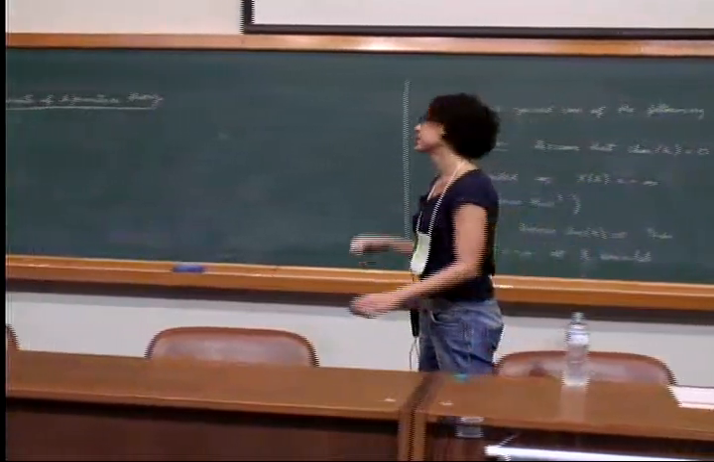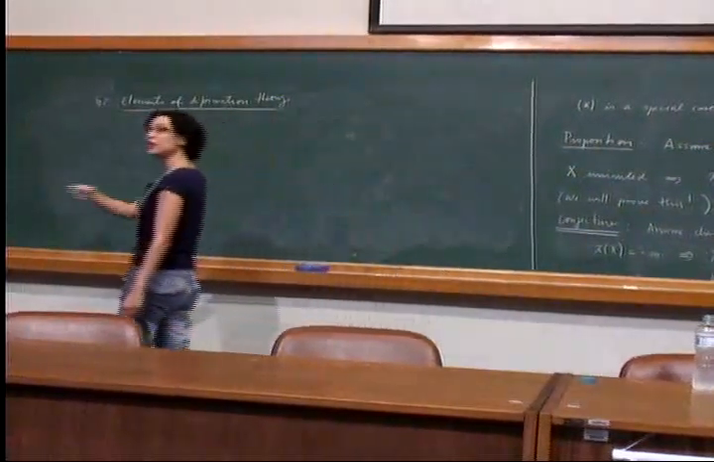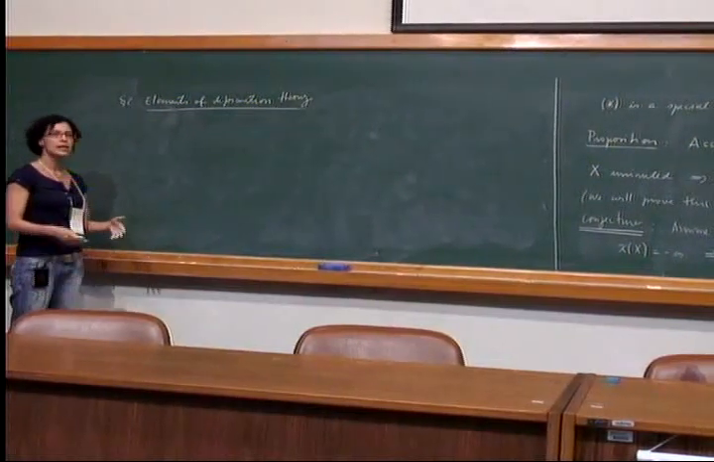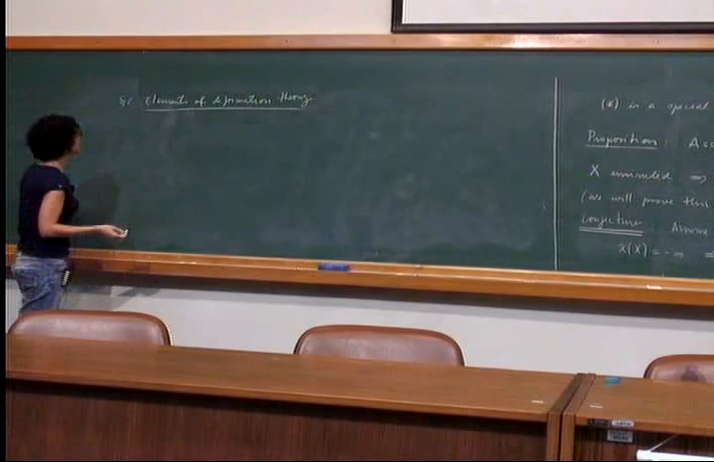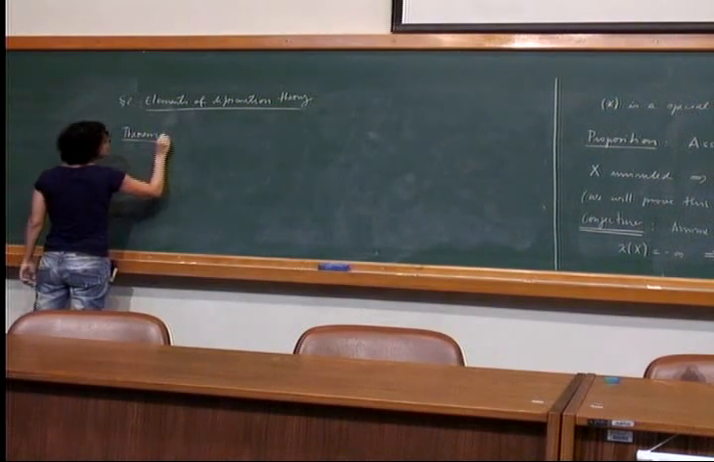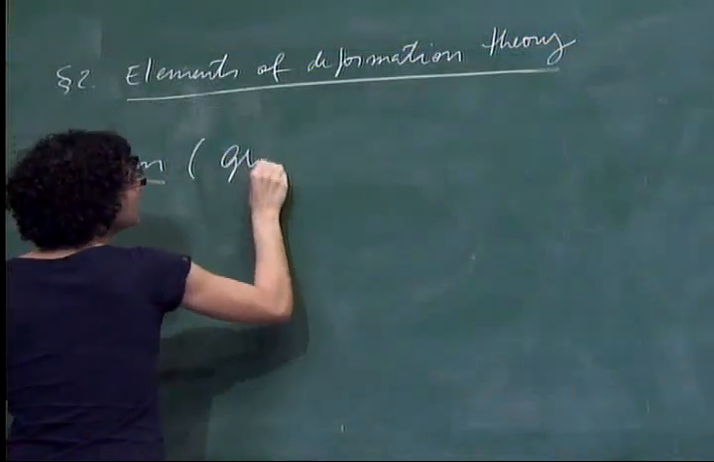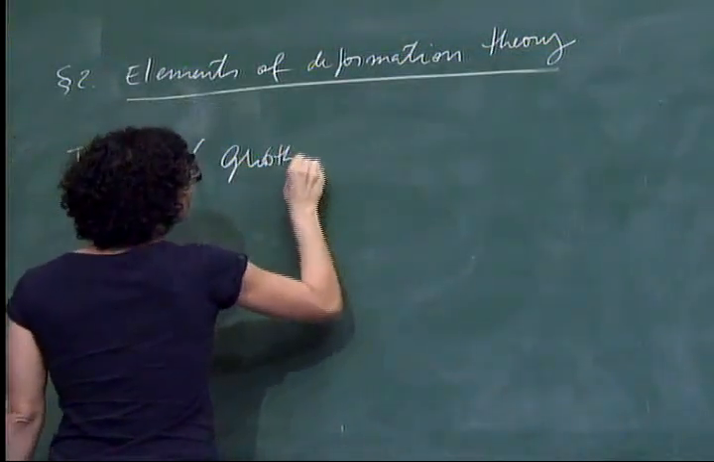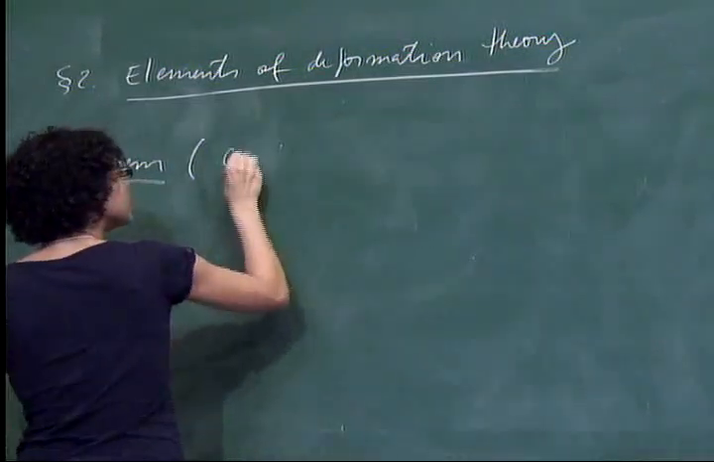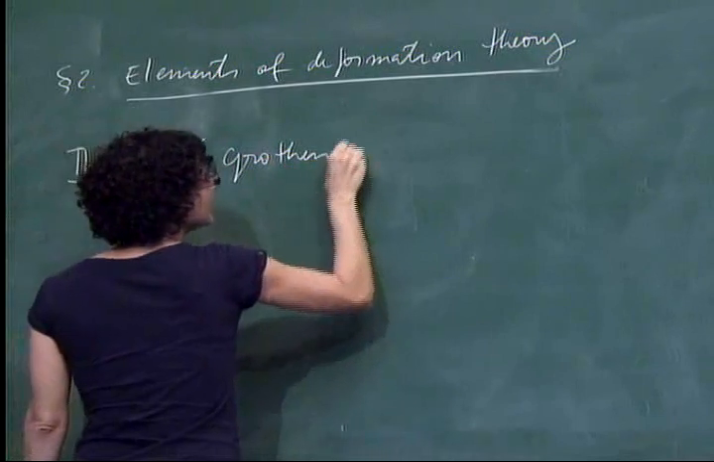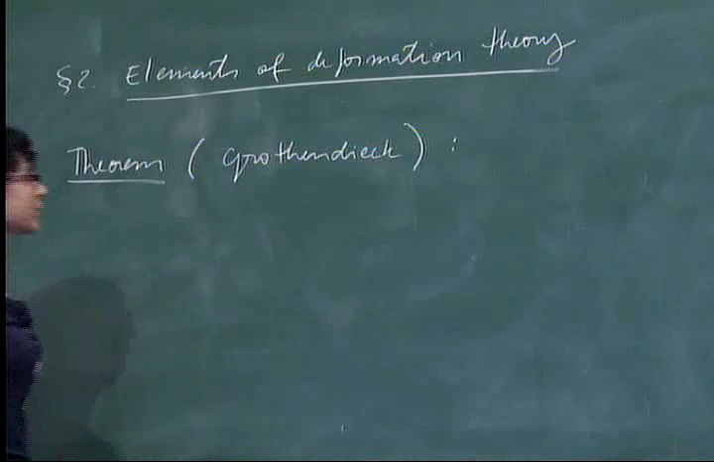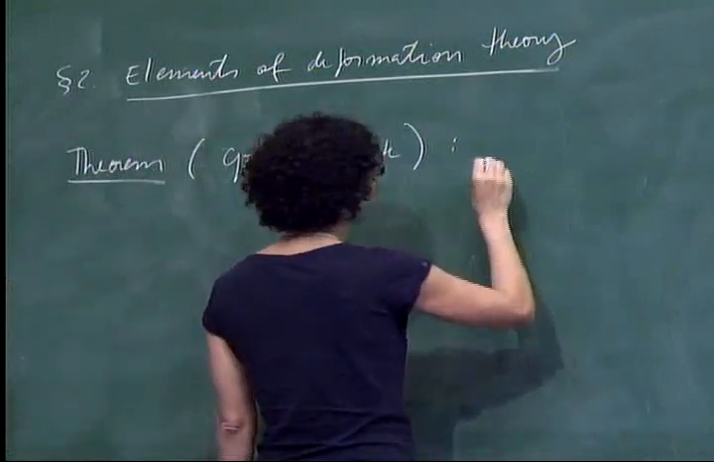So we will be interested in studying deformation of rational curves on varieties, and for that we need a parameter space for rational curves. So let me start by stating the theorem. This is by Grothendieck. That says the following. So I will state it in the most general form.